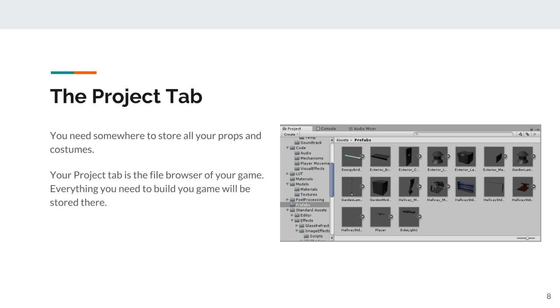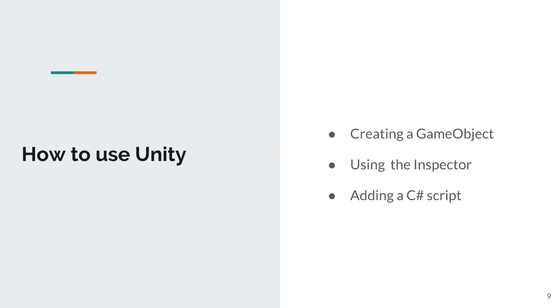Okay, and the project tab is like the prop drawer. Everything that's in your project is going to be in the project tab. So if you ever need to find some objects, some scripts, some sound effects, it's always going to be in the project tab. So if you ever need any more content to add to your scene, you know where to go. All right, so we're going to show you how to use Unity.